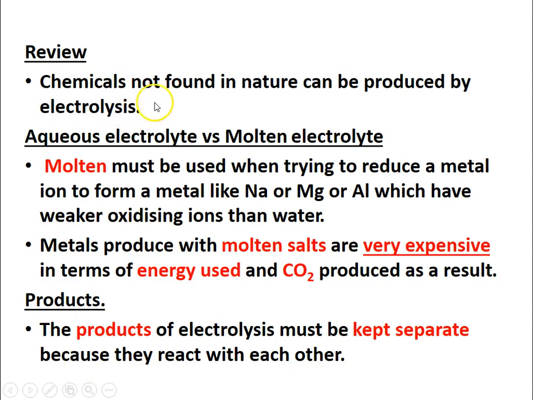Alright, review. These chemicals are not found in nature, sodium, magnesium, aluminium, because they're so reactive. So the reason they were discovered was when electrolysis, the process, was discovered. So these must be molten. No water can be present, otherwise the water will reduce instead. And producing these metals is really expensive in terms of energy and the amount of carbon dioxide.